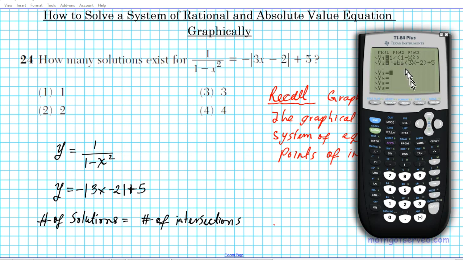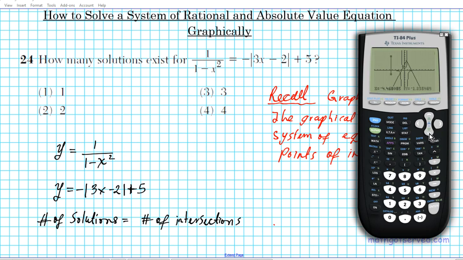Enter. Okay, so we have the two graphs. We're going to graph them right now. So there goes the rational, and there goes the absolute value. All right, so I'm going to zoom in a little bit. I'm going to use a zoom box to zoom in a little bit into the regions where the intersections are, so we can have a better view of what's going on. And then we can count the number of intersections that there are.